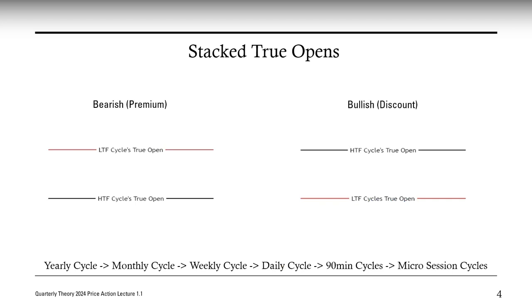So for example, if you're looking at a daily cycle, you want to trade the daily cycle, right? Which you're going to use the 15-minute time frame to trade. No, my bad, the 15-minute time frame to trade. If you're looking at a daily cycle, you need a lower time frame cycle's true open to get that precise entry, right? And the opposite goes for bullish markets.